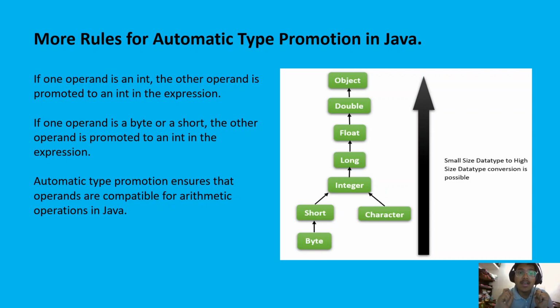an integer in the expression, and if one operand is a byte or a short, the operand is promoted to an int in the expression. Right, automatic type promotion ensures that operands are compatible for arithmetic operations in Java. We can see this graph again over this side also.